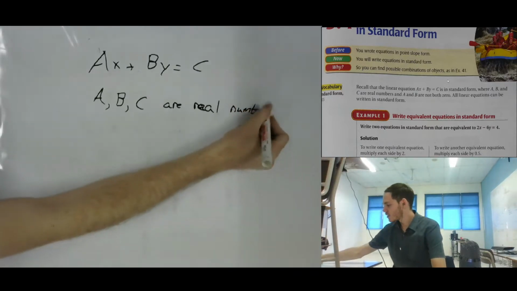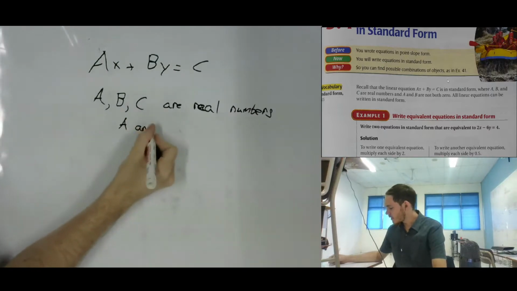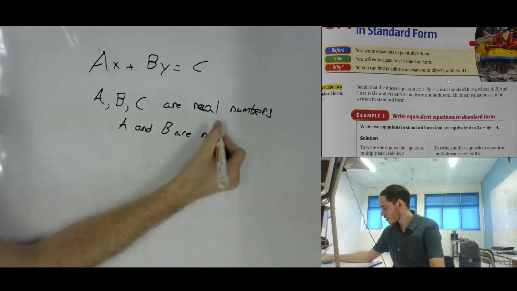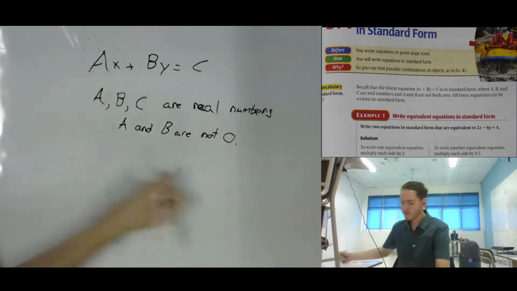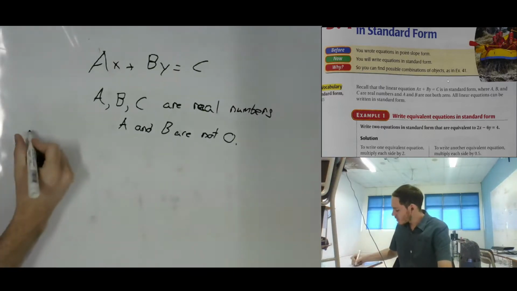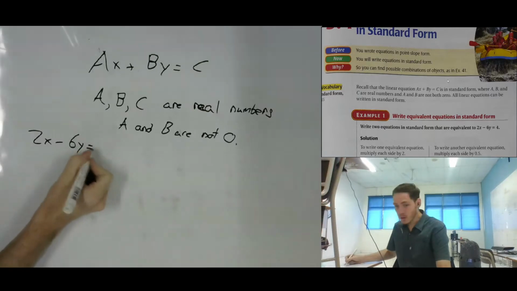And two rules, a and b are not 0. Okay? So those are our rules. This is how we're going to look at it. Okay, 2x minus 6y equals 4.